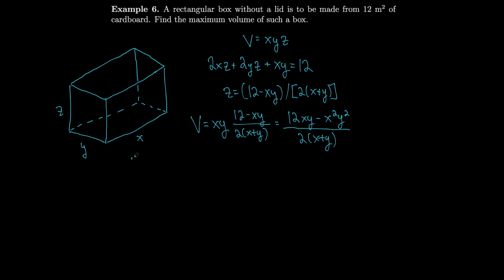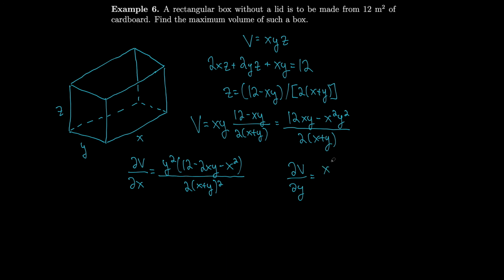So how about we look at the partial derivatives? We want to see where that's 0, so the partial derivative of the volume with respect to x is y squared times (12 minus 2xy minus x squared) over 2 times (x plus y) squared. And let's look at the partial derivative of the volume with respect to y. So that's x squared times (12 minus 2xy minus y squared) all over 2 times (x plus y) squared.